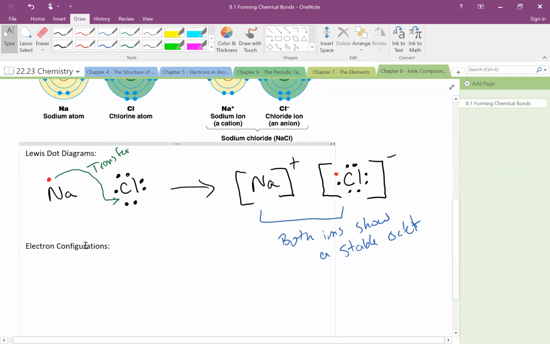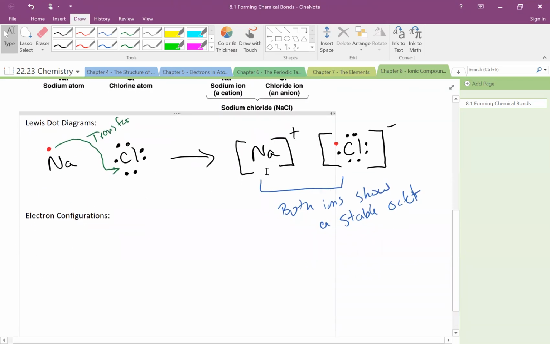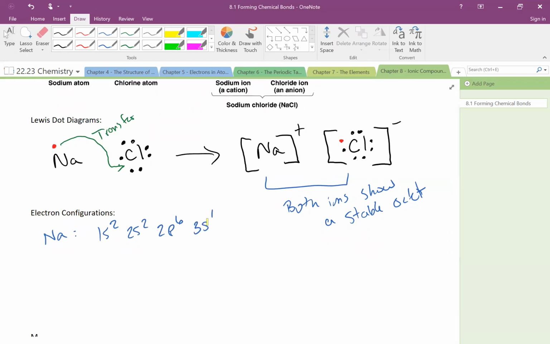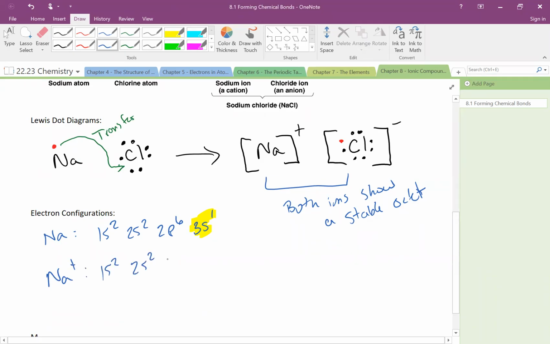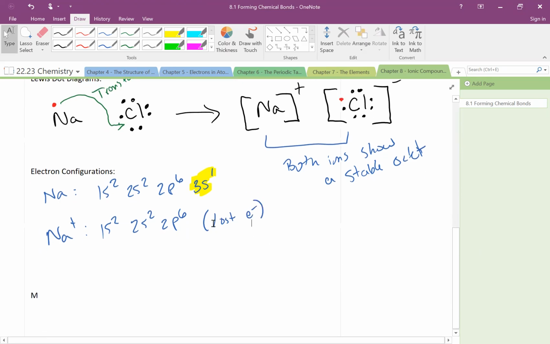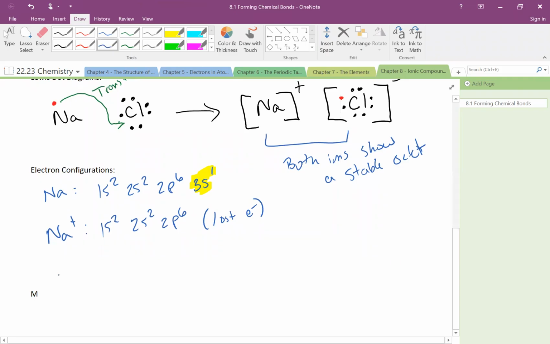Now let's consider the electron configurations for these two things. For sodium, I see that it's in the third row. So for Na we have 1s2, 2s2, 2p6, 3s1. And I'm going to highlight our valence electrons, that's our outermost electrons. When we go to Na positive, we have 1s2, 2s2, 2p6, and we've lost our electron.